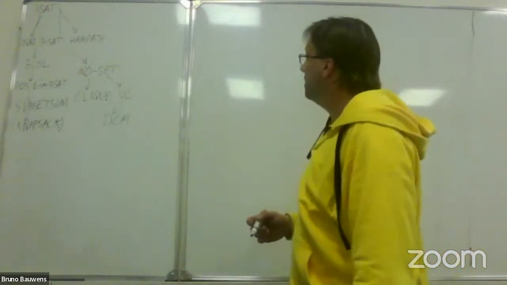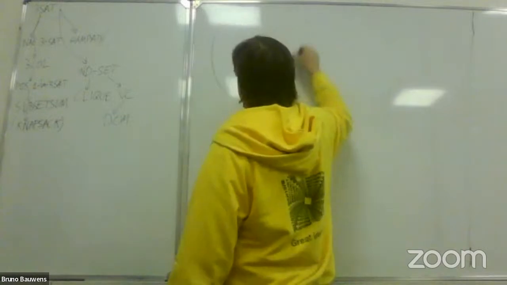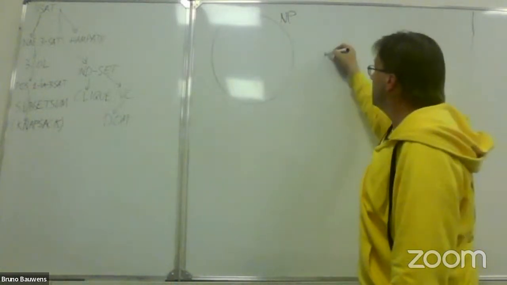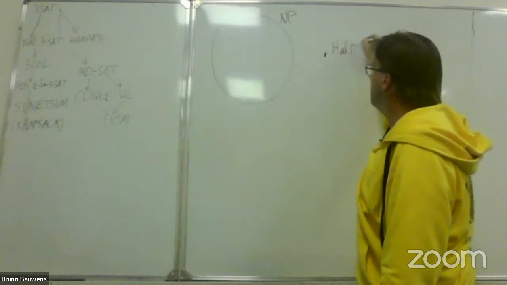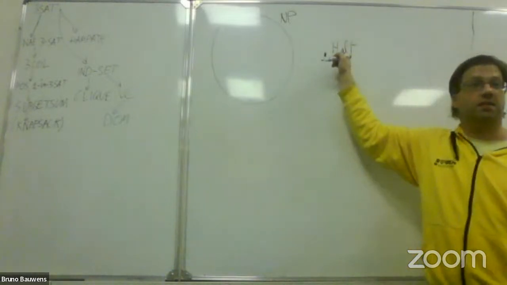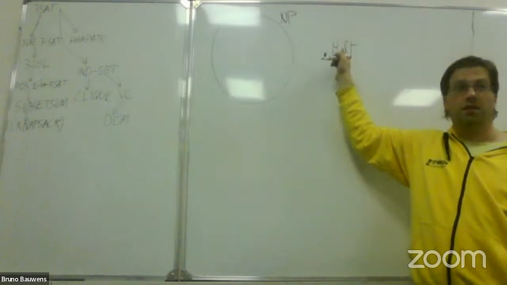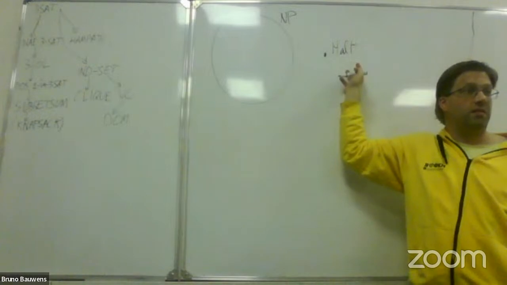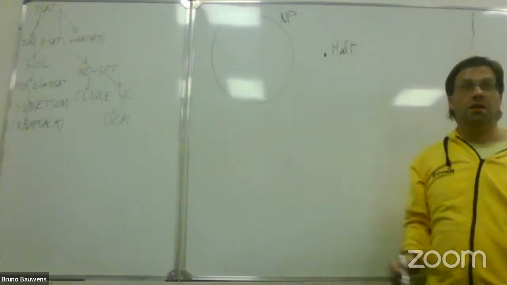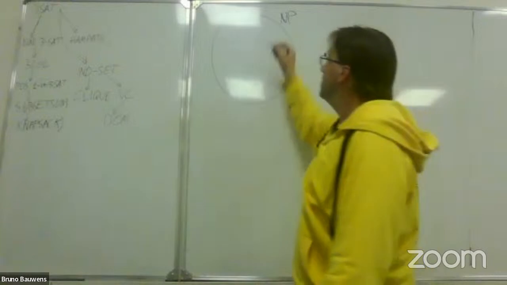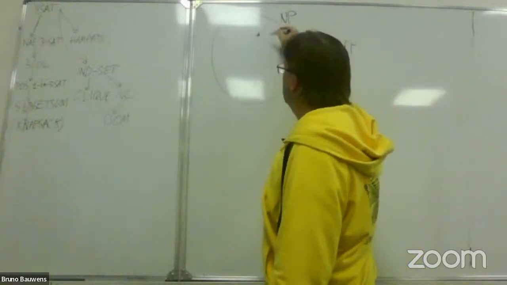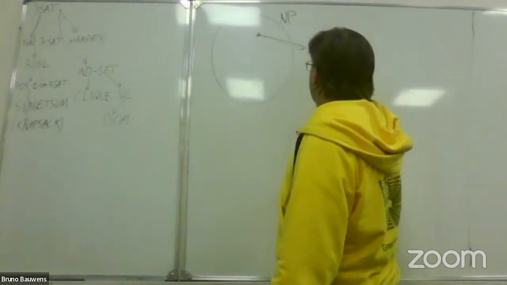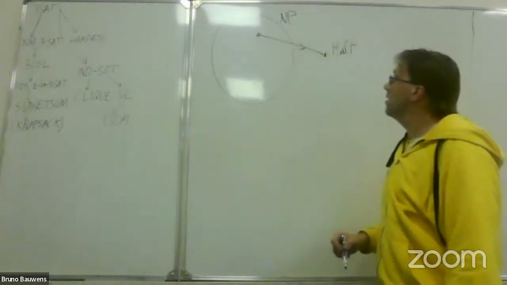What's the intuitive picture? We have NP, and the problem is NP hard. For example, the halting problem. This was a task in the previous seminar, if I remember correctly: prove that the halting problem is NP hard. For this, you have to build a reduction from any problem in NP to the halting problem.